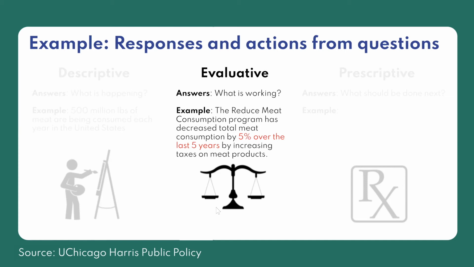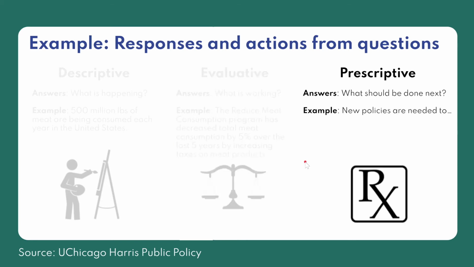There's a reduced meat consumption program that has decreased total meat consumption by 5% over the last 5 years by increasing taxes on meat products. So 5% over the last 5 years might be a good number, but your policy memo might want to focus on increasing that number. And now when we look at prescriptive answers, what should be done next? There are a bunch of new policies that can be introduced or modified to help reduce meat consumption.